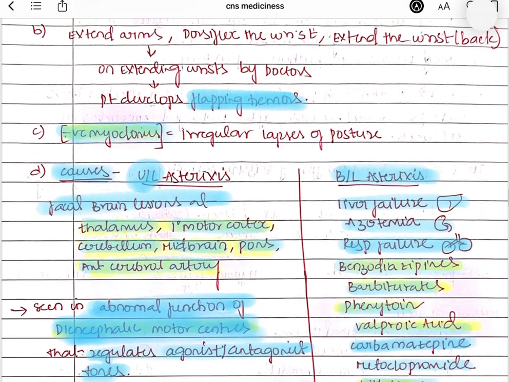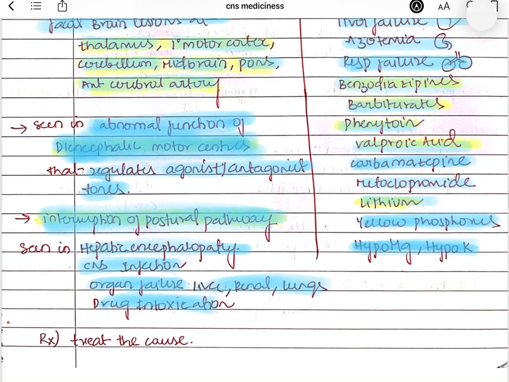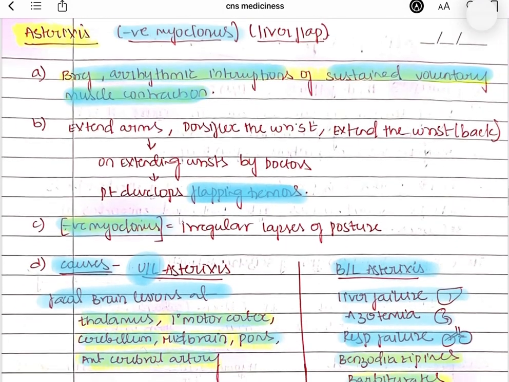So negative myoclonus. Just write the causes. In the bilateral, just write these organ failures and drugs. And in the unilateral, write three things. One is brain lesions at different sites like thalamus, pons, medulla. Also diencephalic motor centers are not functioning properly, which will lead to impaired tone. And the third thing, interruption of postural pathway in certain cases of encephalopathy, CNS infection, organ failure, drug intoxication and all. So you just have to treat the cause. That's it. Bye.